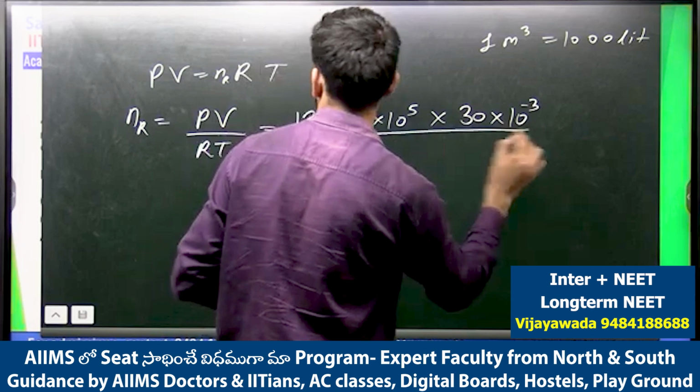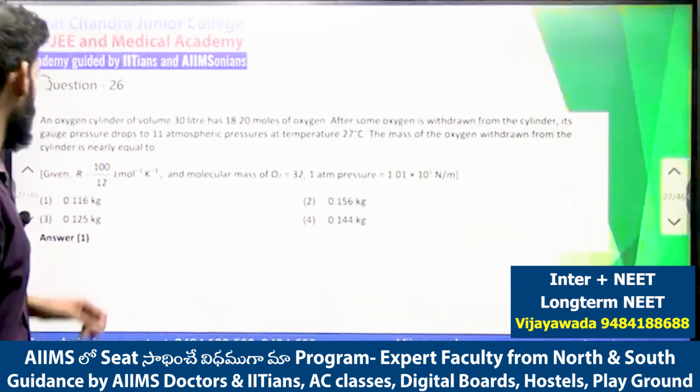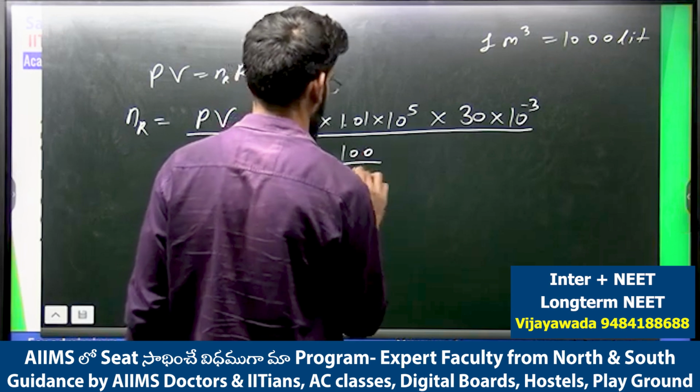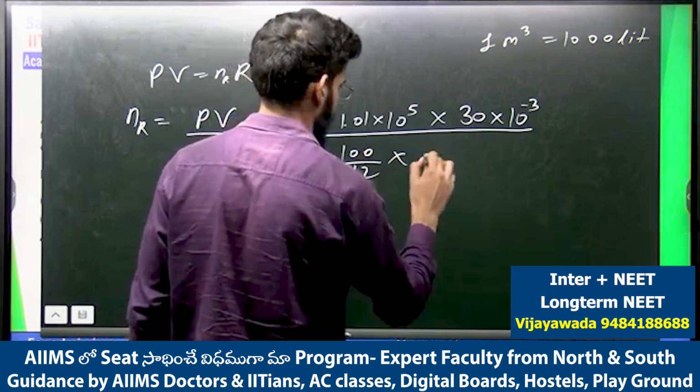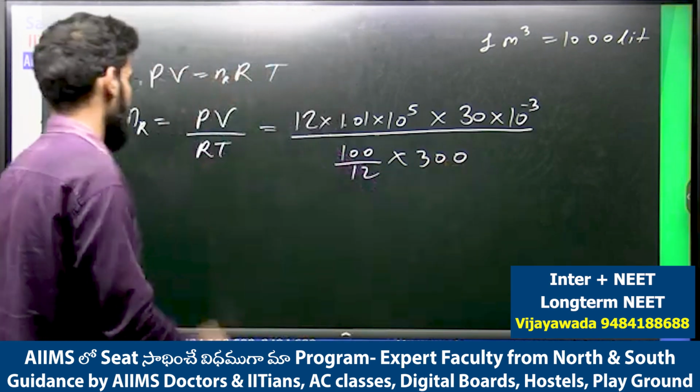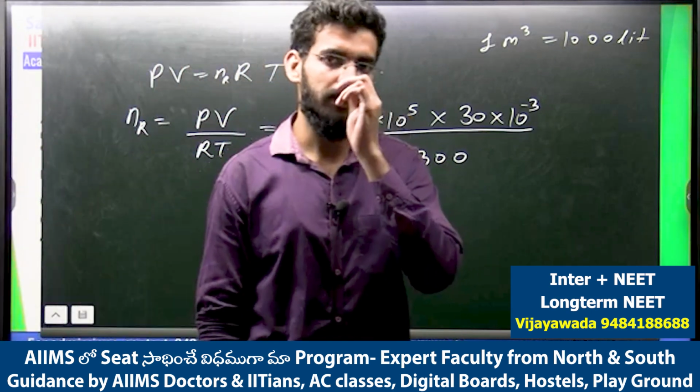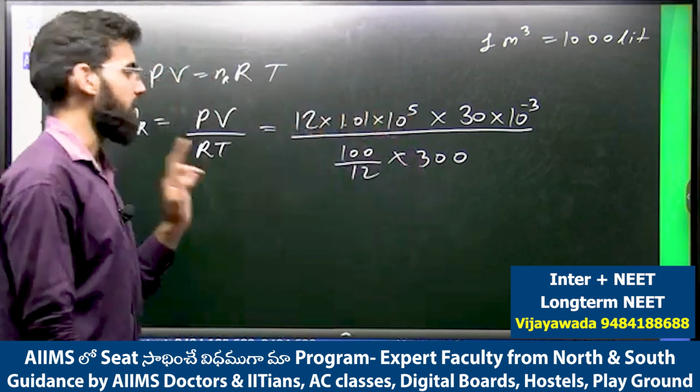This is divided by RT. What is the R value? Now the R value you will get correct, 100 by 12. And temperature 27, so that means 300. From here you will get nR. This is calculation, very dirty calculation, I will not do it. nR you will get.